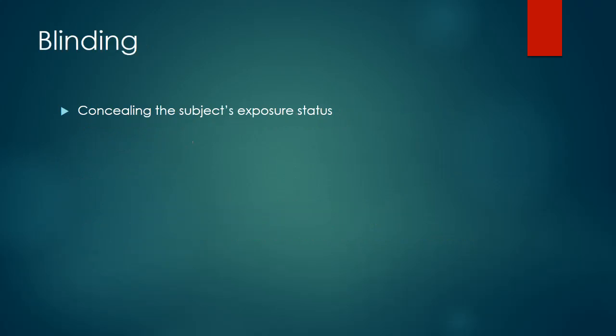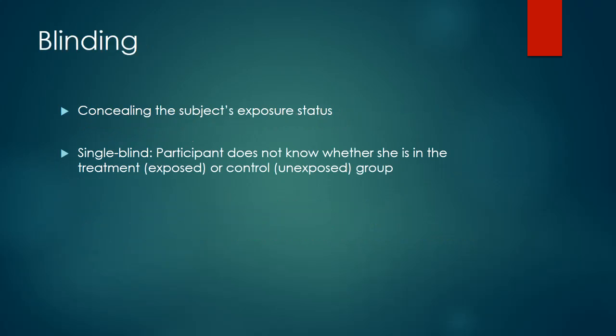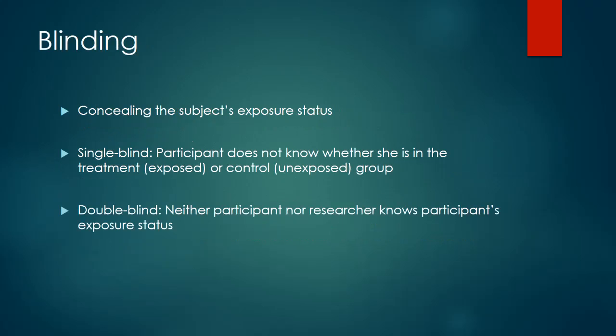Blinding is a nice potential feature of randomized trials that can also limit bias. So this is all about concealing the subject's exposure status. So we have what are called single blind studies where the participant doesn't know whether she is in the treatment or control group. Double blind studies are those in which neither the participant nor the researcher or analysis team knows the participant's exposure status. So again, this just helps make sure that measurements are taken consistently and that people aren't inadvertently collecting data or interpreting results in a way that leans towards the experimental treatment.